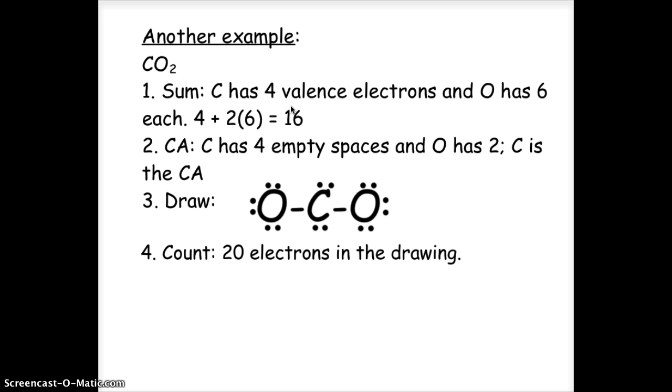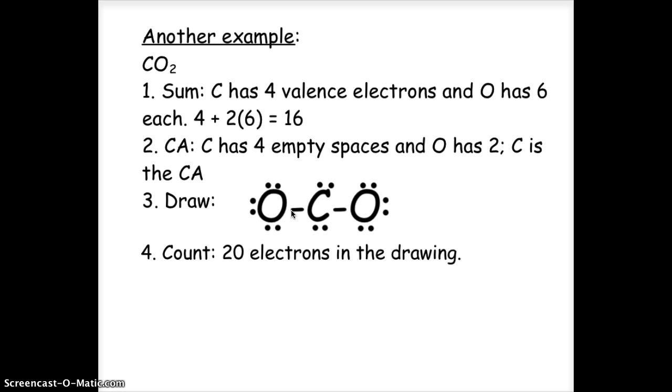Then we draw. We put carbon in the middle and bond our 2 oxygens onto that central atom. Remember, we show that bond. It's a pair of electrons being shared with a line. Octet everybody. Make sure everybody has 8 valence electrons around it except for hydrogen. And we don't have hydrogen in this example, so we can keep going.